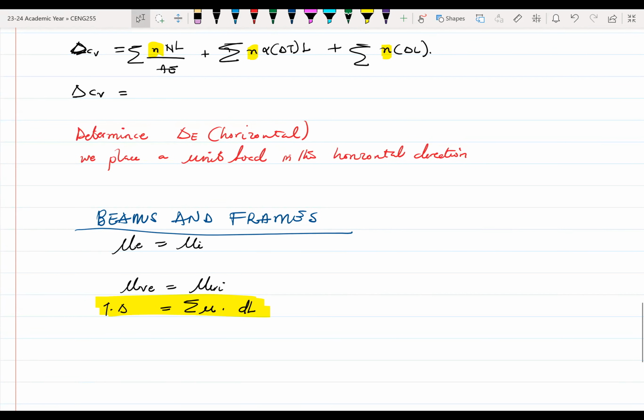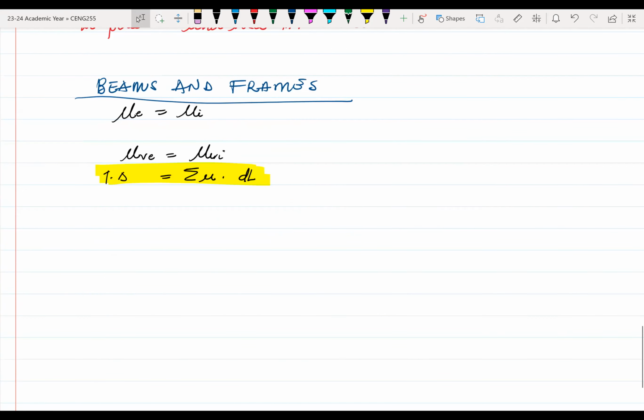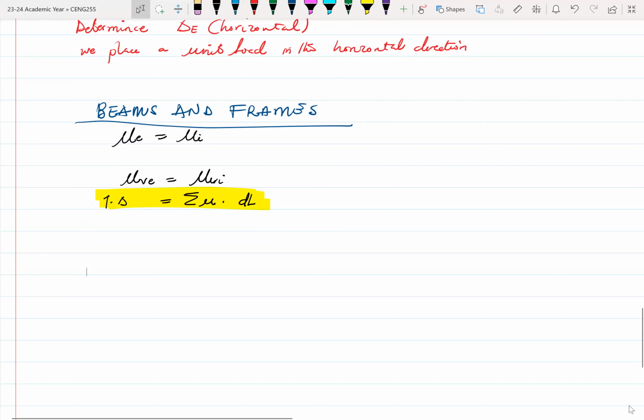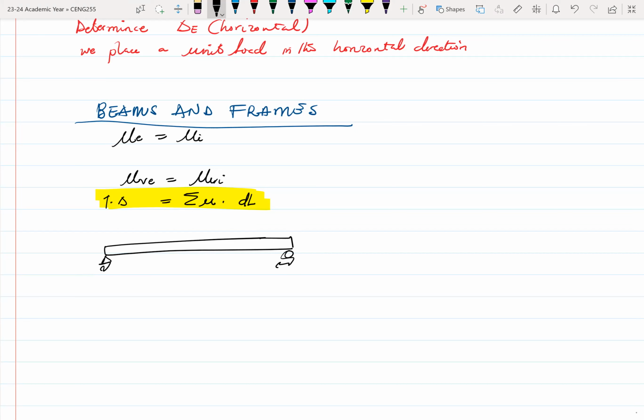So let's see what we need to do. Okay, so let's say we have a beam. Oops, wrong color. Great. Okay. And let's say we have a point of interest to us.